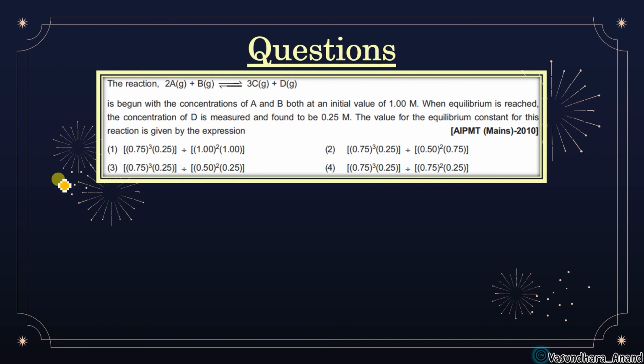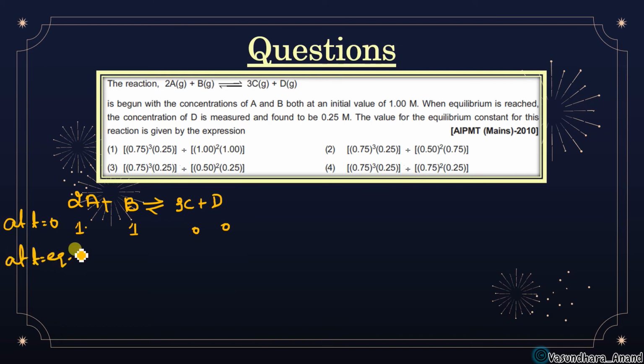अब यहाँ पे क्या है? Stoichiometric coefficient is there, so that matters. अब यहाँ देखो, 2A plus B is going to convert into 3C plus D. So at T equal to 0, the initial concentration is 1. So let it be 1 molar, इसका भी 1 molar होगा. And this time it is 0, 0. Now at T equal to equilibrium.